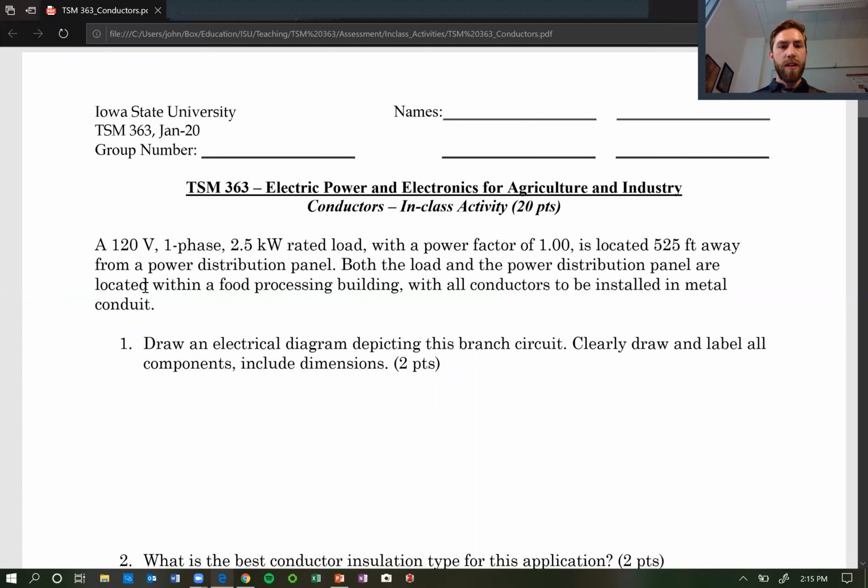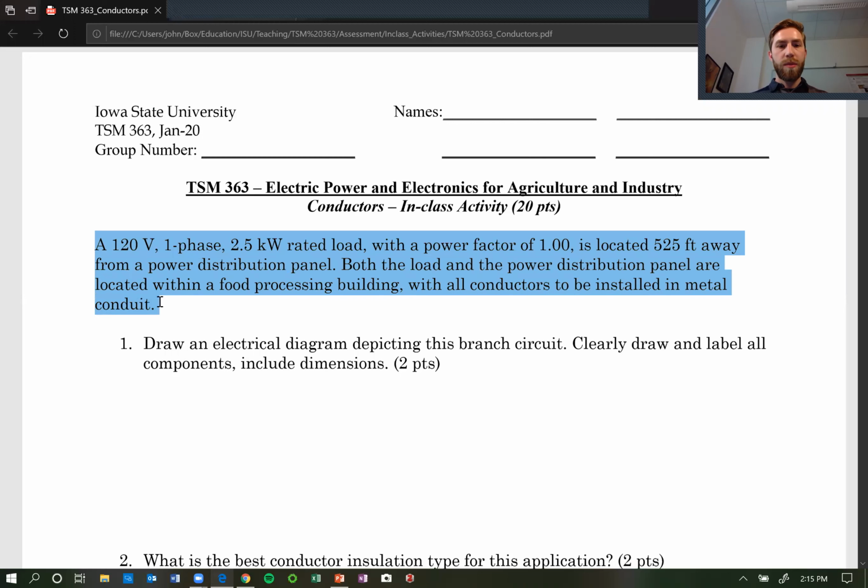So we have an overarching application scenario where we have a 120 volt single phase 2.5 kilowatt rated load with a power factor of 1. So we know this is purely resistive, or at least there's an equal amount of inductance as capacitance. The load is located 525 feet away from the power distribution panel.